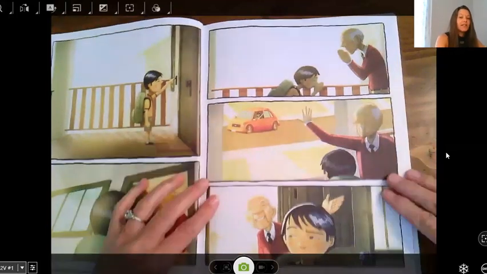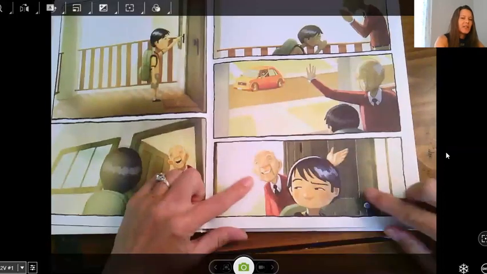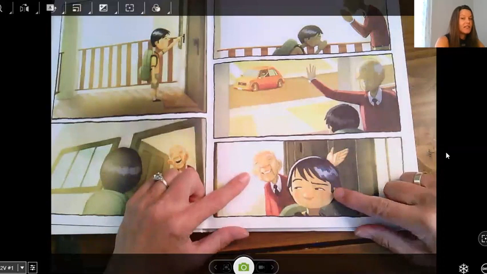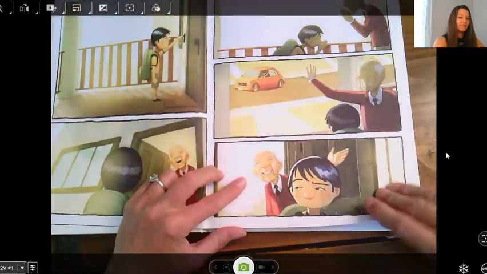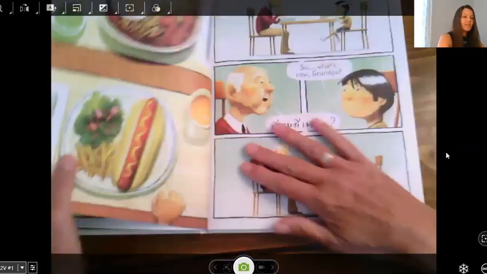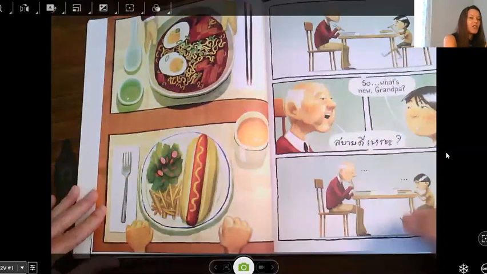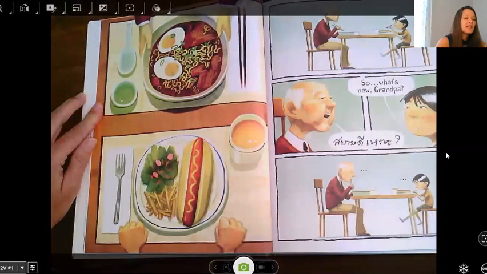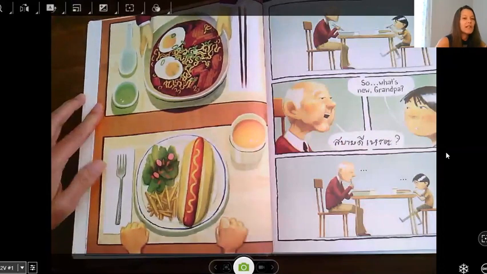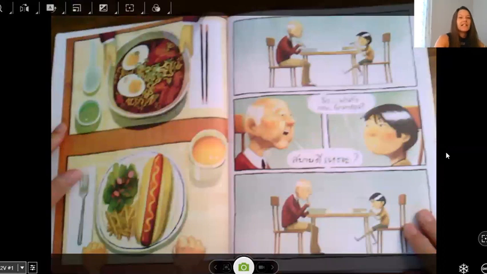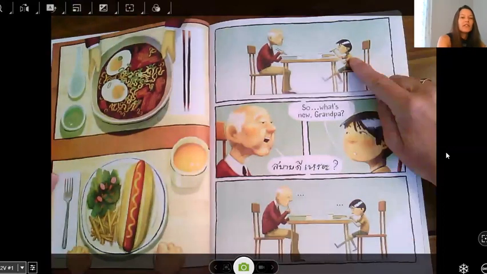Grandpa is very excited to see him, of course. You could read his facial expressions, I hope. The boy doesn't look that thrilled, I guess. I wonder what's going to happen now. Grandpa makes his traditional type of lunch, but he makes an American lunch for his grandson, and they're sitting there eating their lunch together.